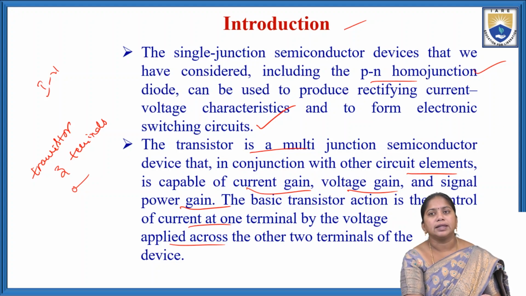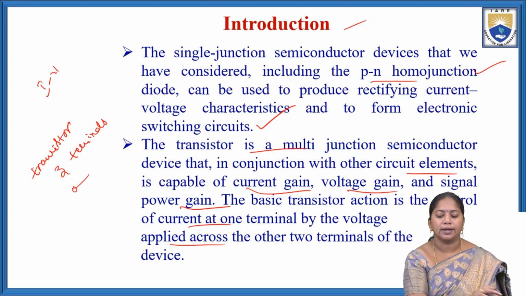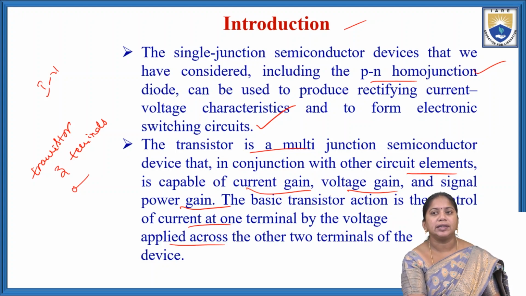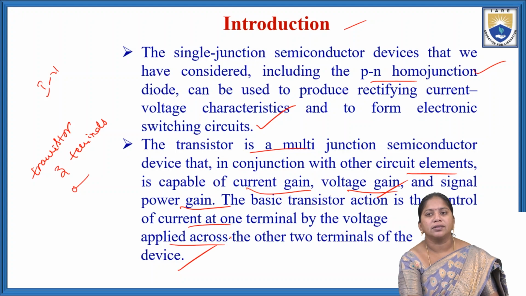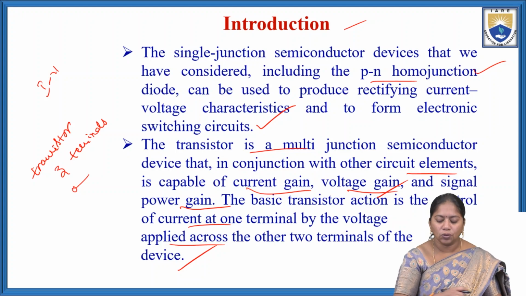In general, single junction semiconductor devices can be used as switching circuits and to produce rectifying current-voltage characteristics. But the transistor is a multi-junction semiconductor device which, in conjunction with other circuit elements, is capable of producing current gain, voltage gain, and signal power gain. The basic transistor action is to control the current at one terminal by applying voltage at the other two terminals of the device.